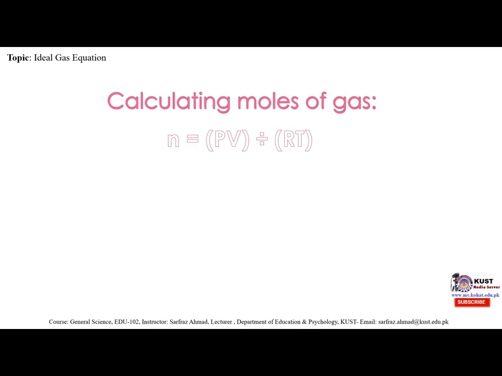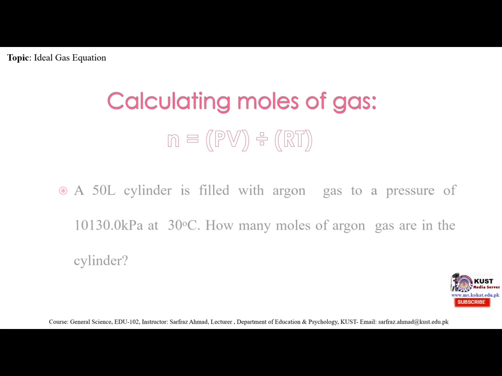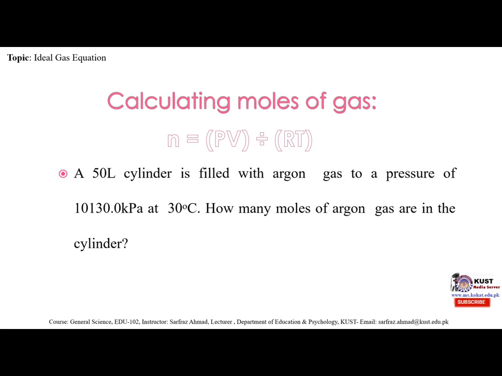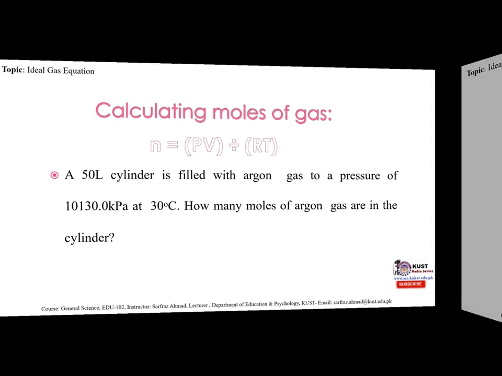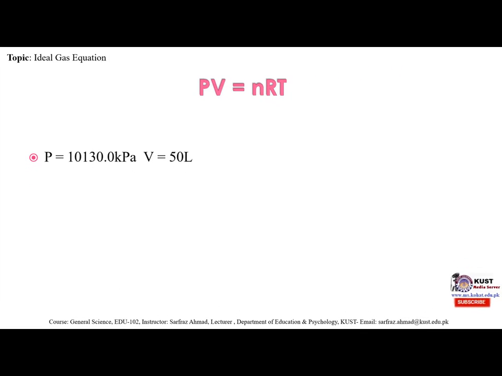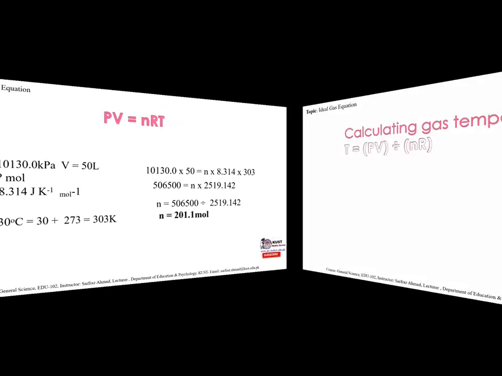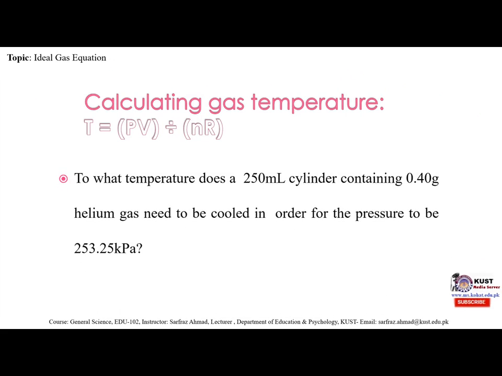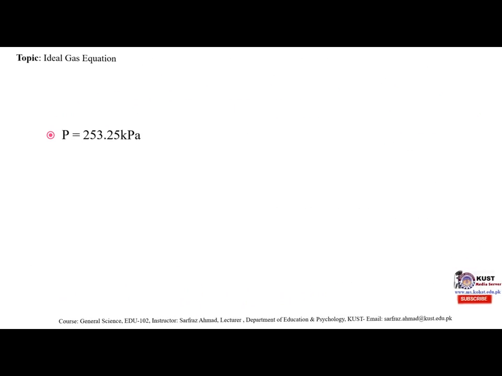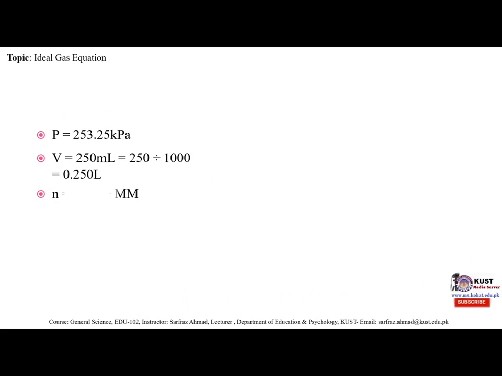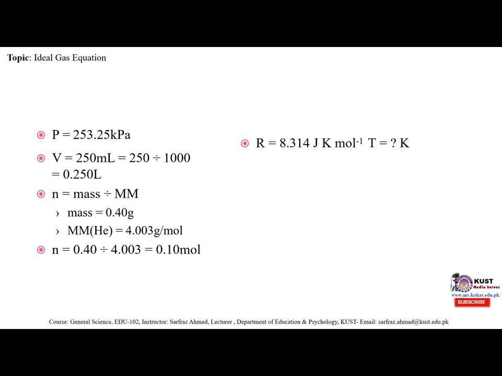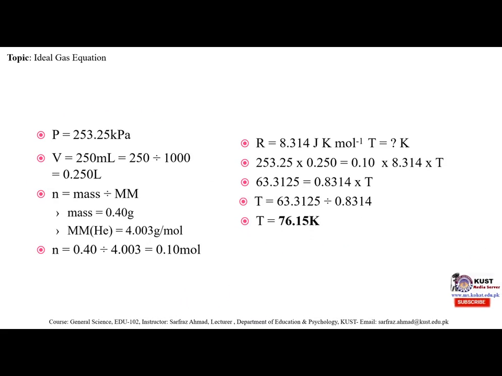Now if we calculate the number of moles of gas, again n is equal to PV divided by RT. This is also a numerical that we can solve. We can take values and just put all these values in the equation, and we can get the value of temperature.